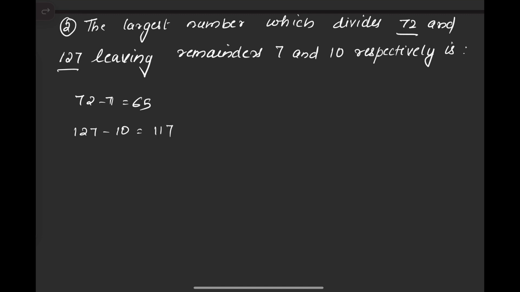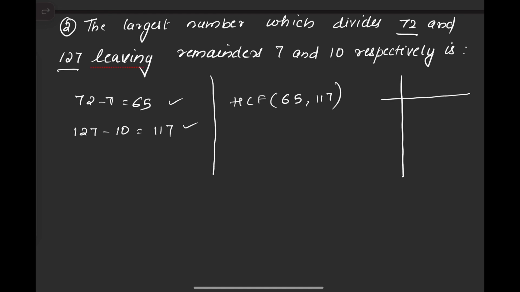Now the largest number which divides, that is what is asked. So there we will go with HCF. So we have to find the HCF of 65 and 117 after the subtraction. Let's do prime factorization to find this. So 65, as you know, 5 times 13 is 65, then 13 times 1 is 13. That's done for 65. Now we will go with the next number.